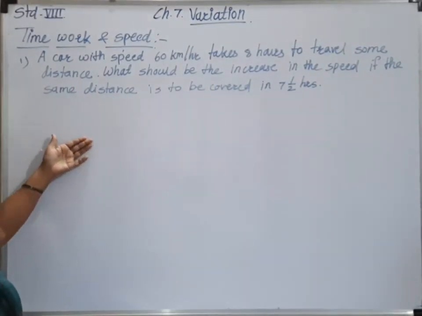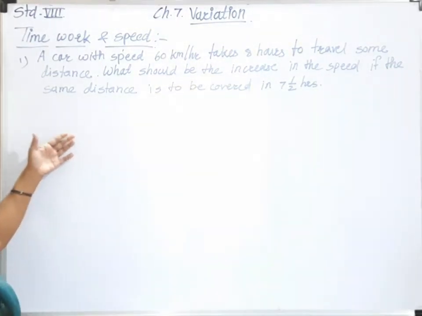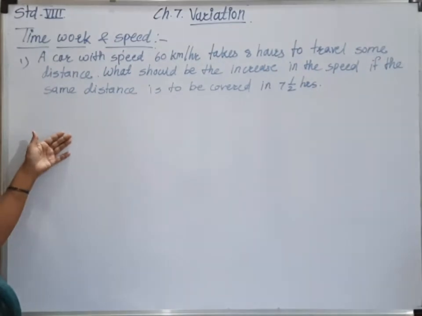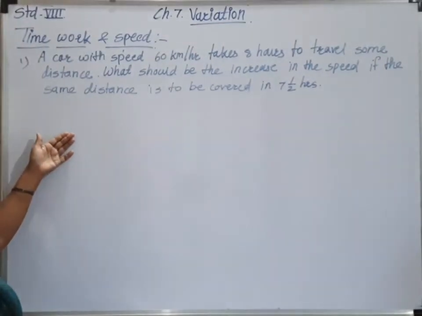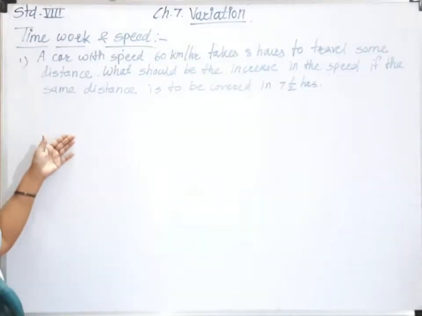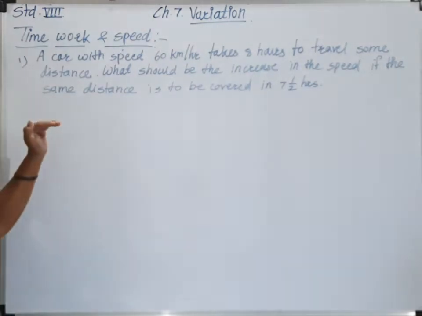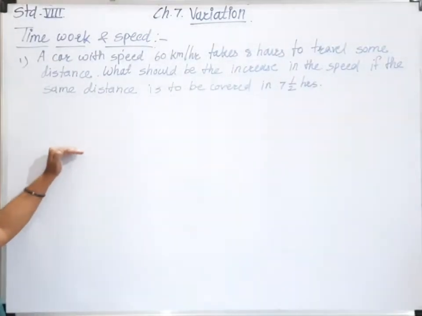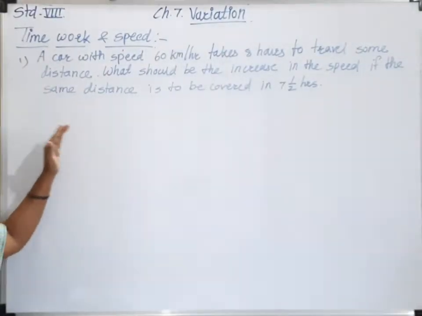A car with the speed 60 km per hour takes 8 hours to travel some distance. What should be the increase in the speed if the same distance is to be covered in 7.5 hours? It means the distance is the same, and if the speed is 60 km per hour, then we can cover that distance in 8 hours. But if we cover this distance in 7.5 hours, then what should be the speed of that car, or how much should it be increased?